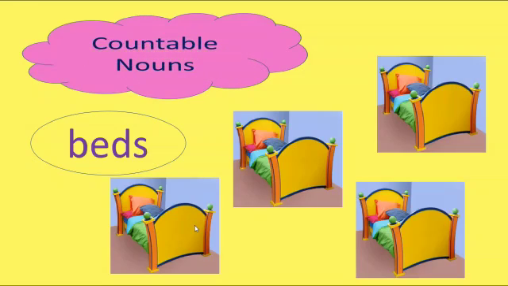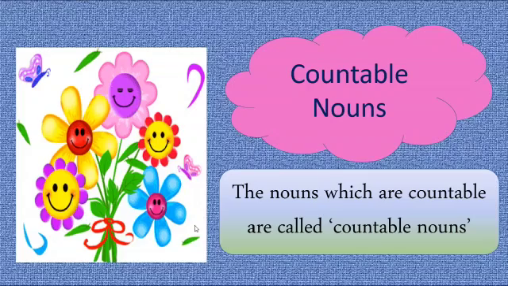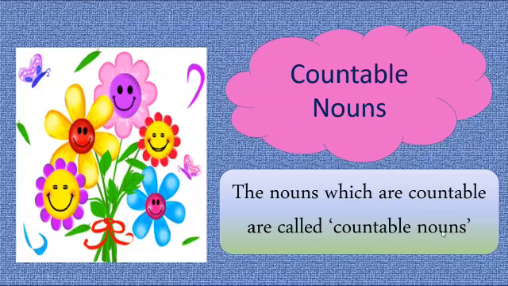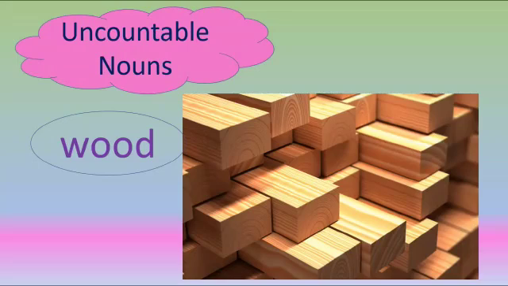So children, the nouns which are countable are called countable nouns. जिन nouns को हम count कर सकते हैं हम उनको कहते हैं countable nouns. Now we are going to see some more nouns. अब देखते हैं कि nouns कैसे हैं. First is word. क्या हम इनको काउंट कर सकते हैं? नहीं ना? तो जिस नाउन को हम काउंट नहीं कर सकते उसको हम कहते हैं uncountable nouns.